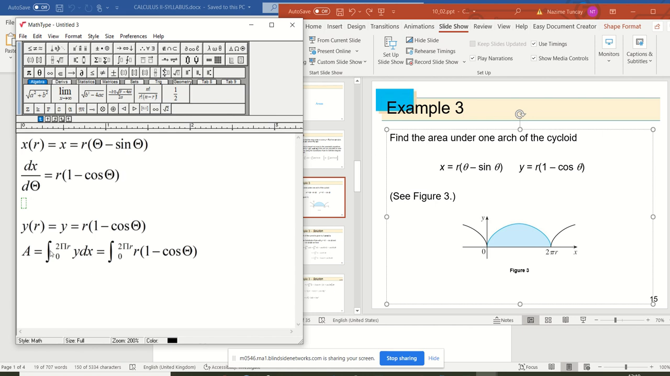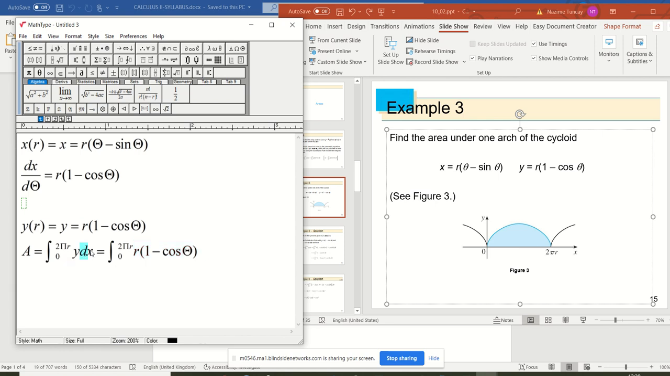As I said, I need to find the formula for the area under this curve, the arch here, which is the integral with the boundaries of 0 and 2πr of y dx. This is our formula. In this formula, we have y, and this y is written in terms of r. It is only given in the equation. So I write this is y, which is given in the equation.